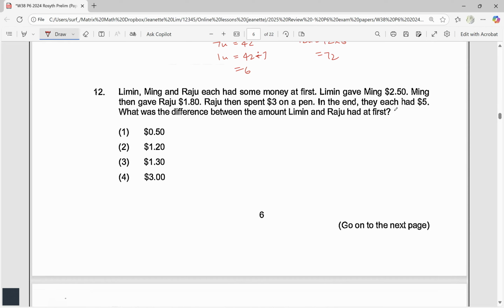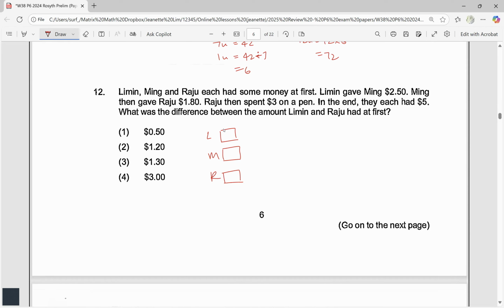Okay, there's a lot of internal transfer in this question. The only part is that Raju spent $3 on a pen. That's an external transfer. So before that, since we have a lot of internal transfers, right? We can use this method where we draw boxes for each of them. This is what they have at first.